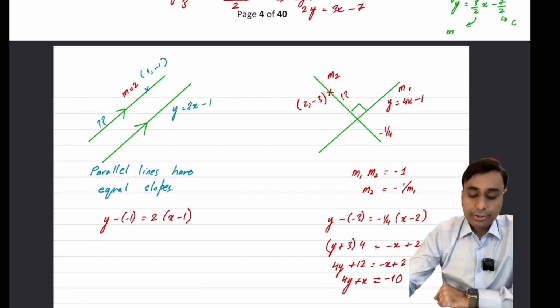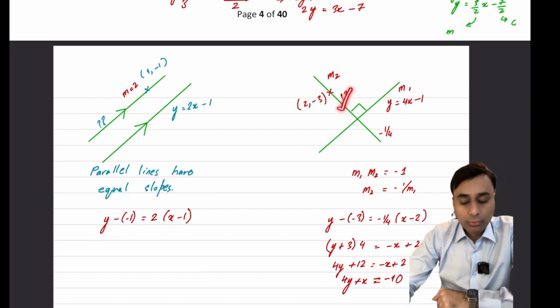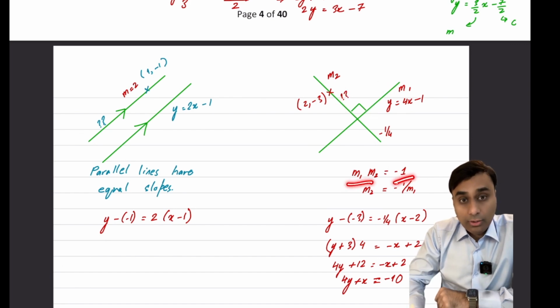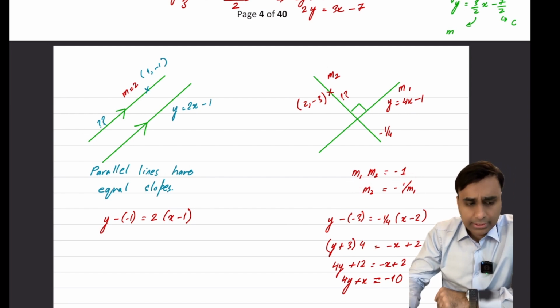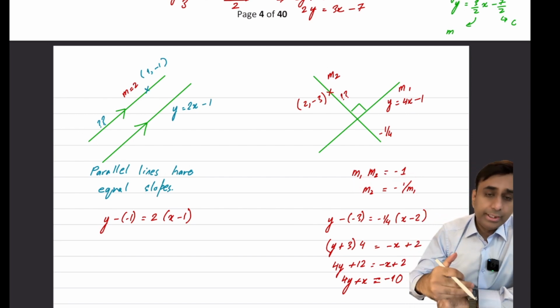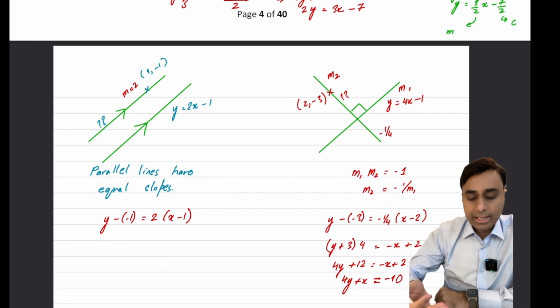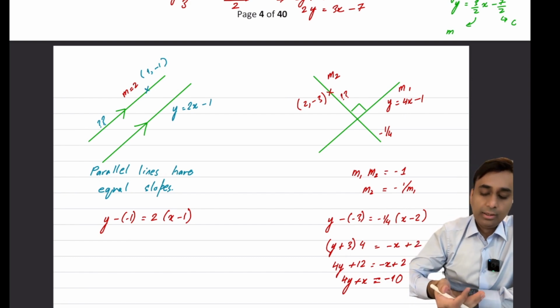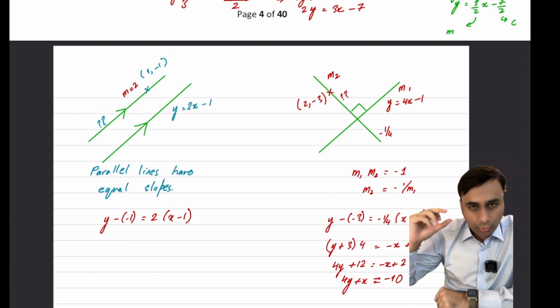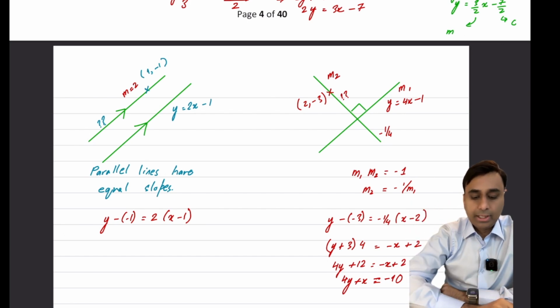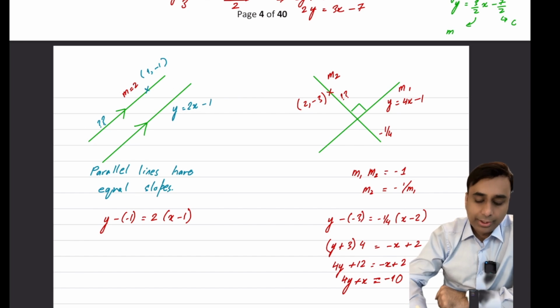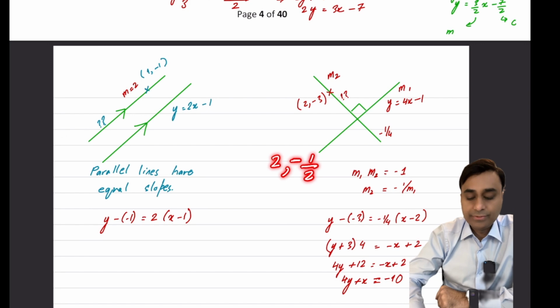The other thing that you must know is that if two lines are perpendicular to each other, then the product of the gradients is equal to minus 1, which also means that the gradient of the second line is the negative reciprocal of the first. So if you know the gradient of one line, you flip it over and multiply it with minus. For example, if one line has a gradient 2, the other perpendicular line has a gradient negative 1 over 2.